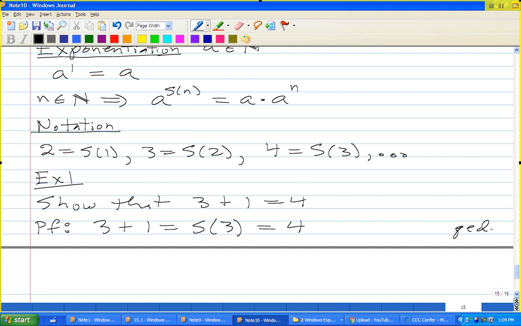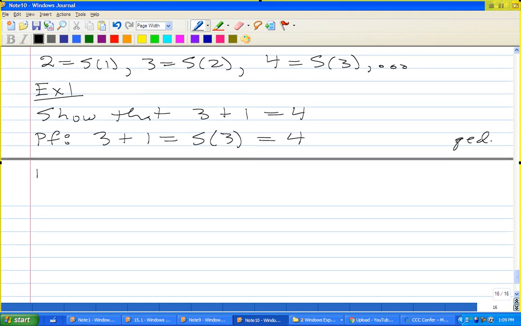And you're done. By the way, 1 plus 3 would be shown in a different way. So please note that I sort of gave 3 plus 1 to you in a nice way, because we haven't shown yet that addition is commutative or anything else. It will be, but we haven't shown it yet.